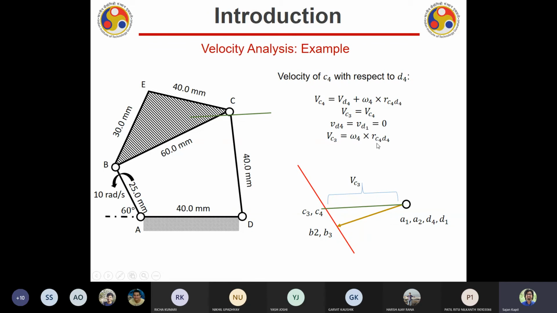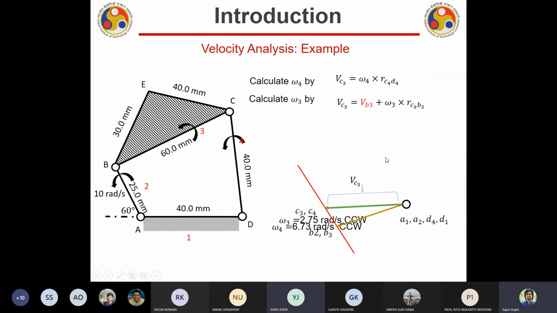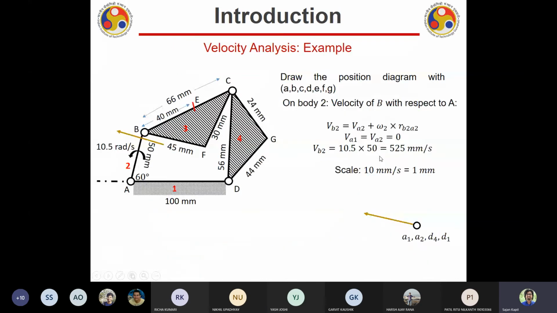I know that it is going to be perpendicular to RC4 D4 because it's a cross product. And RC4 D4 is nothing but the line connecting D to C. So I'll draw a line perpendicular to this passing through the point D4. Correct? Yes, sir. In a very similar fashion, I did it for this.